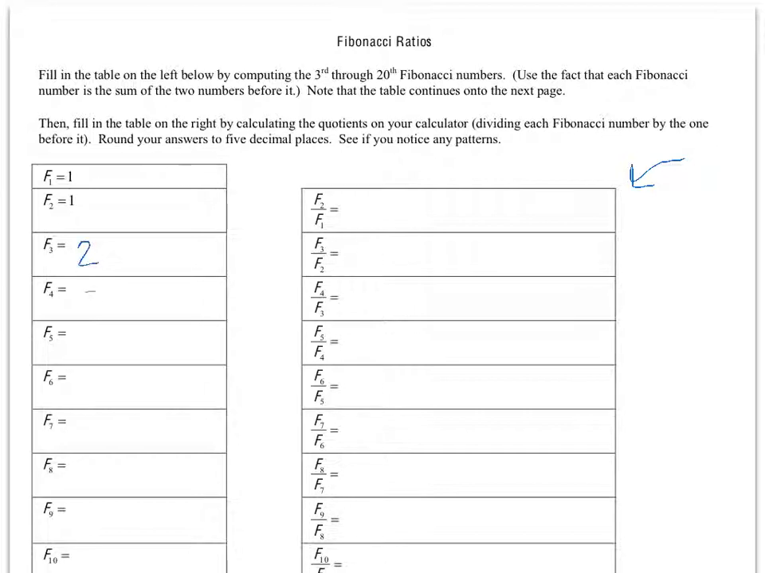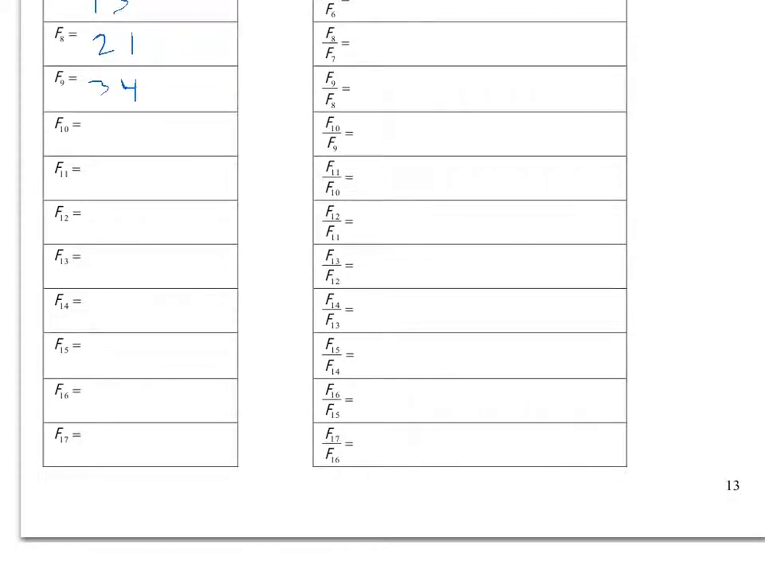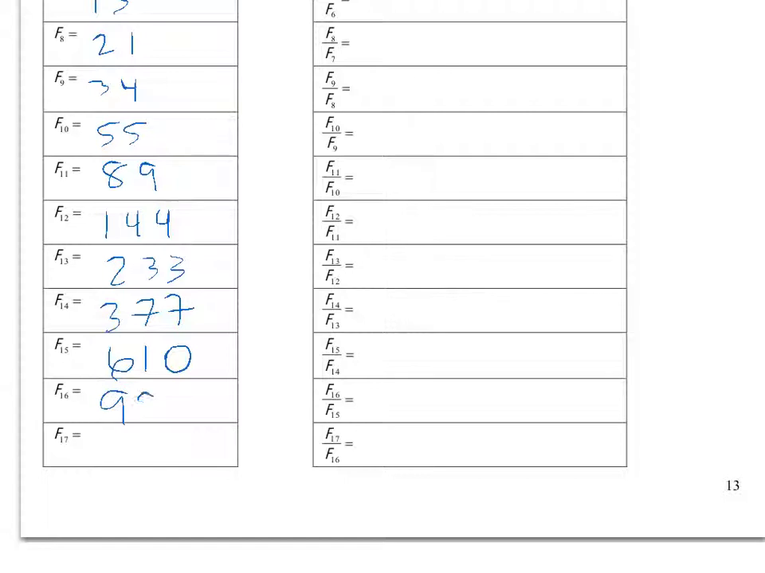So I get 1, 1, 2, 3, 5, 8, 13, 21, 34, 55, 89, 144, 233, 377, 610, 987, and 1597. All right, so that's far enough for now.